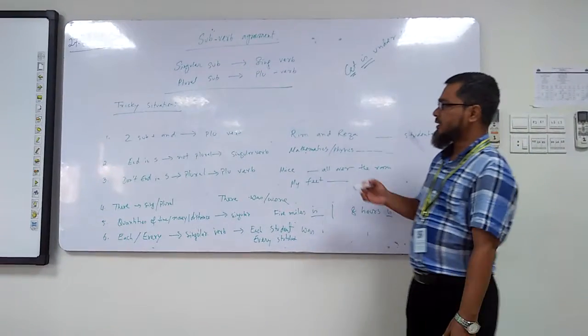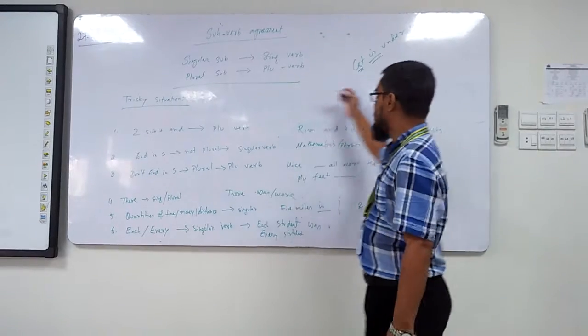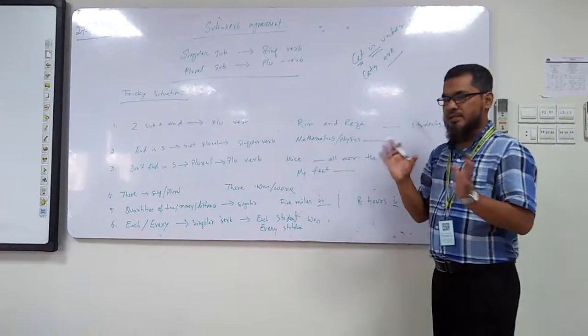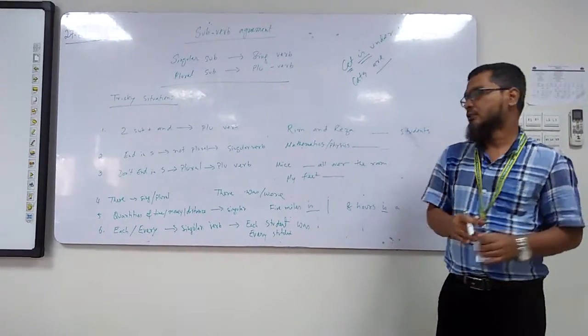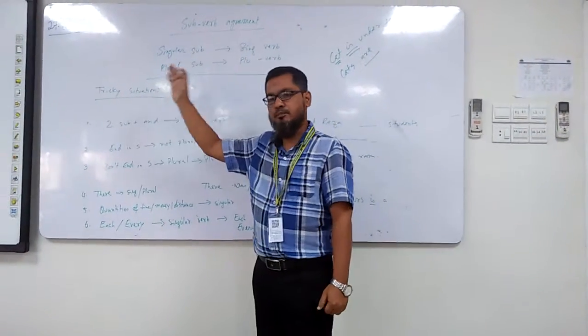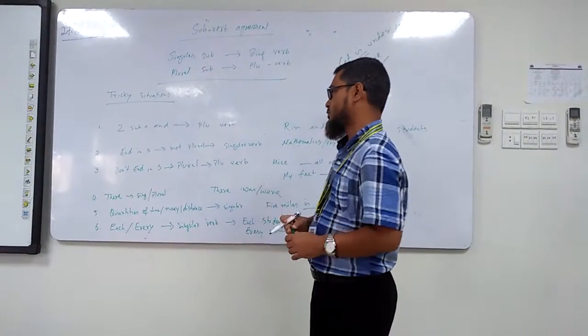Now see, if the subject is plural, then the verb will be plural. Cats are under the table. So this is the basic thing, right? So we all agree with this one. Yes. Okay. So a singular subject takes a singular verb, and a plural subject takes a plural verb. It's the first thing you have to remember.